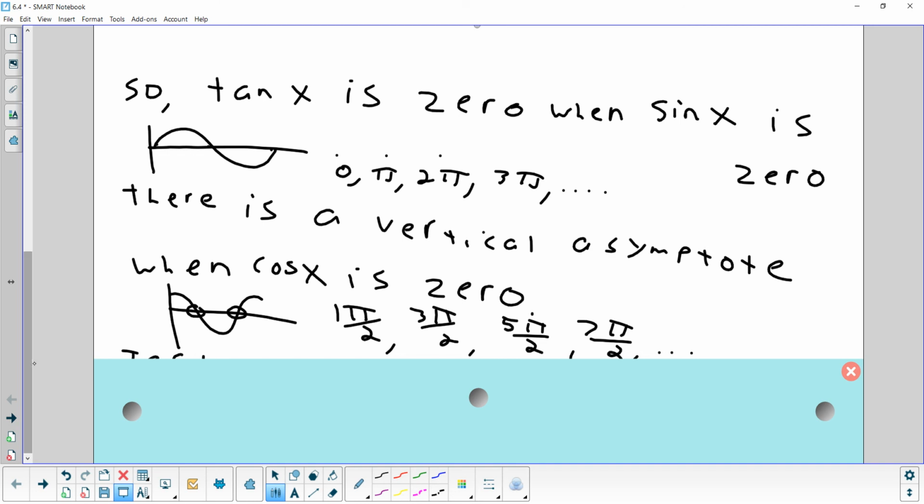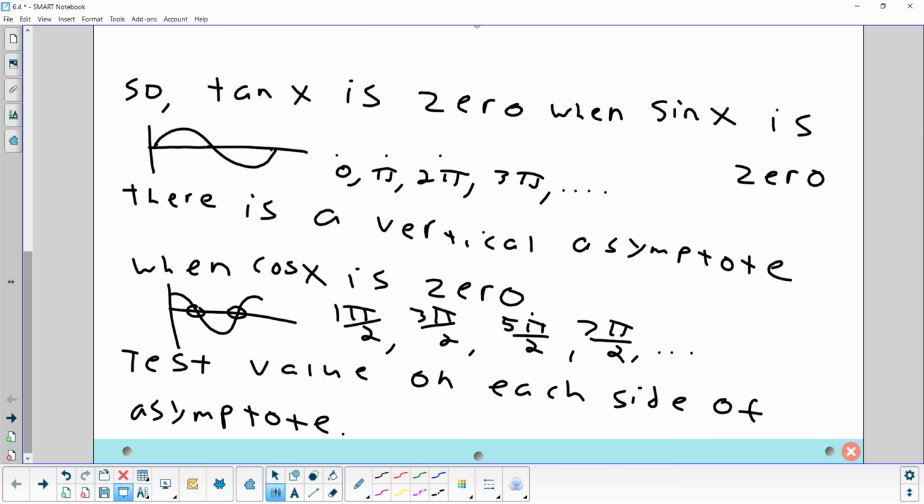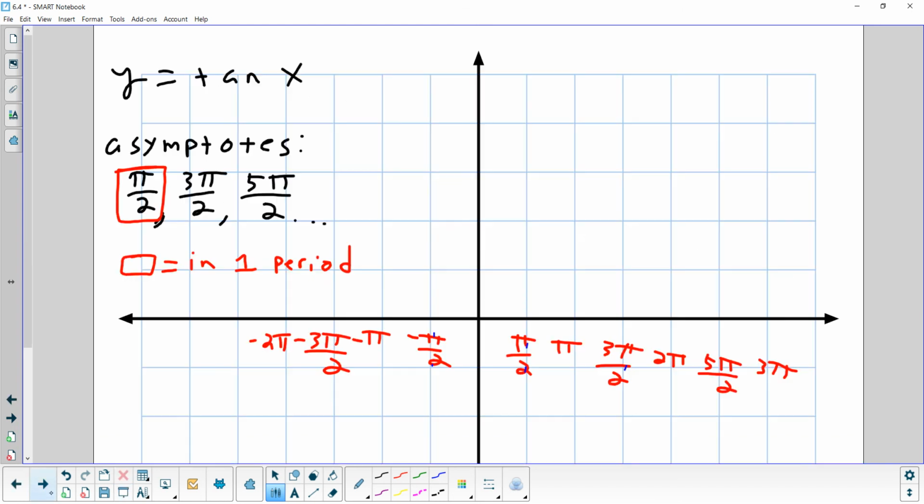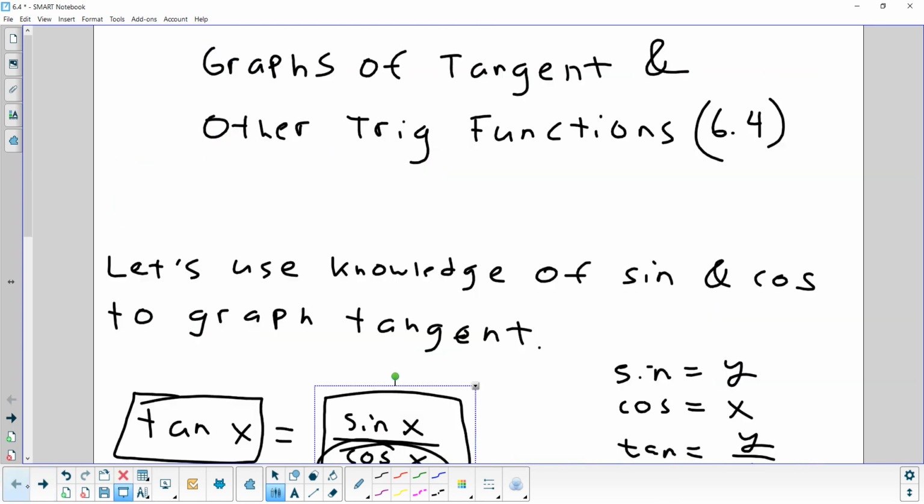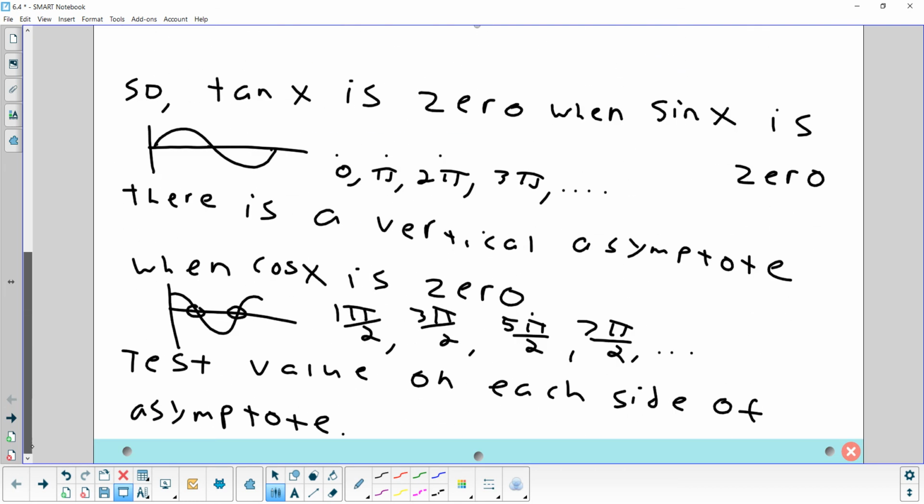So now that we know where it's going to equal 0, and we know where the asymptotes are, let's see if we can draw a tangent. Let's put in some asymptotes. Let's do what we always do. Check a value on each side, and we know the x-intercept. So that should give us a pretty good idea of what this graph is going to look like.